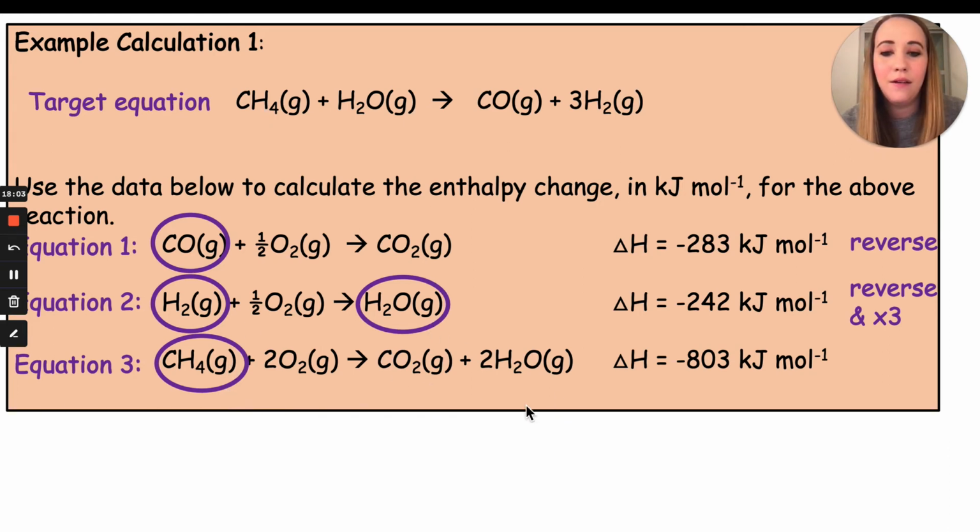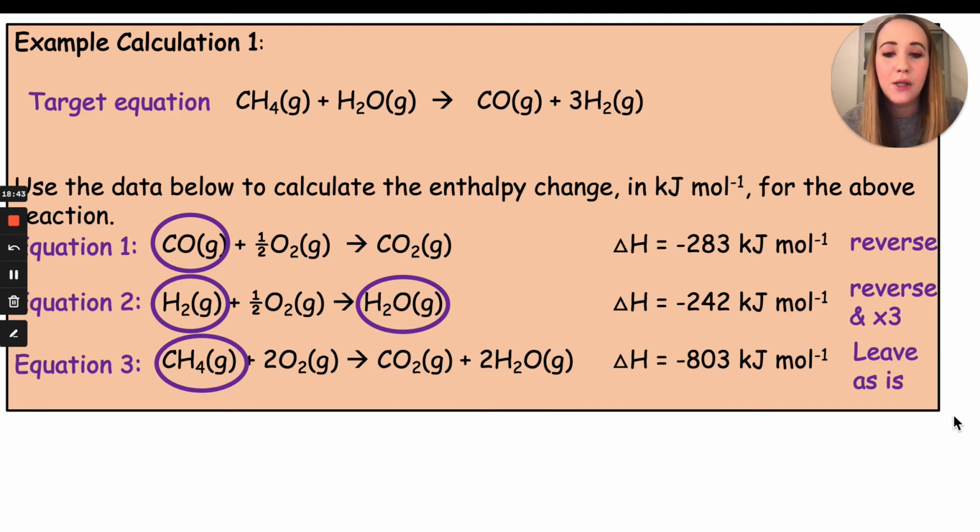So again, water is not really our priority. It's going to sort itself out if we deal with everything else. Our priority here has to be CH4 because this is the only place where the CH4 appears. So we are going to need 1 mole of CH4 on the left of our target equation. And that's what we already have with equation 3. So actually, we're going to leave equation 3 exactly as it appears. We're not going to multiply it, we're not going to reverse it, we're just going to leave it as it is because it's got CH4 exactly where we want it.